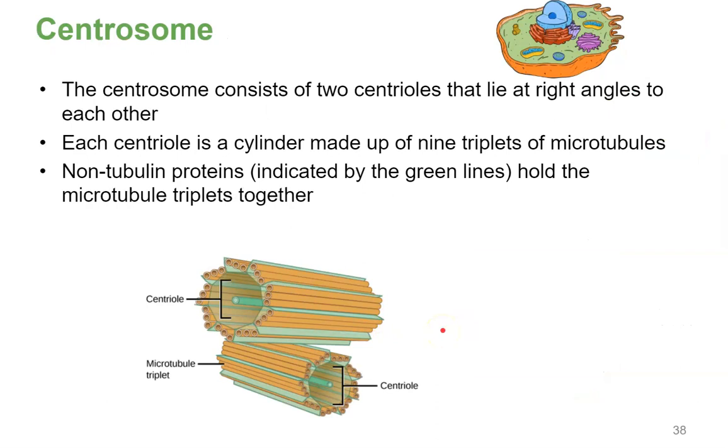Now, centrosomes are only found in animal cells. They are located right here. The centrosome consists of two centrioles, and they lie at right angles to each other. Each centriole has tubulin protein, which are part of the cytoskeleton, and their major job is to pull chromosomes apart during cell division.